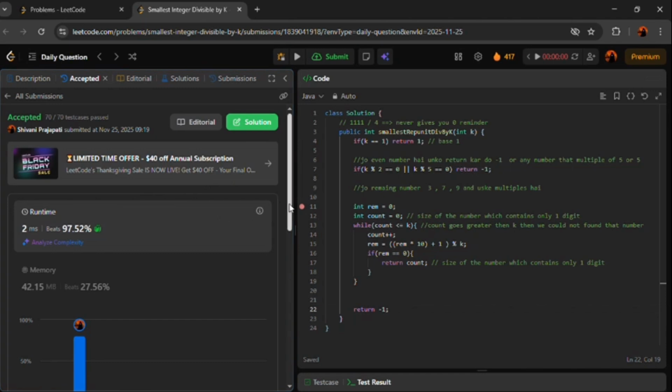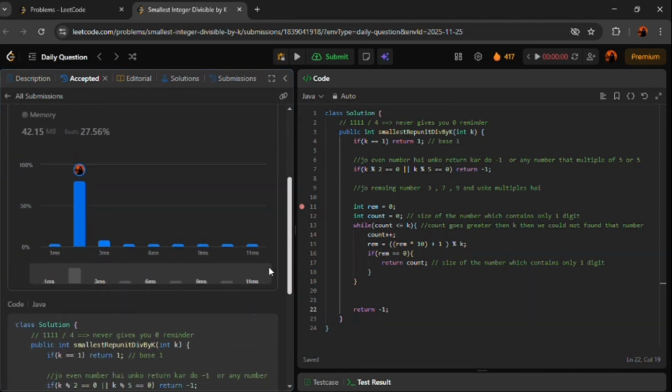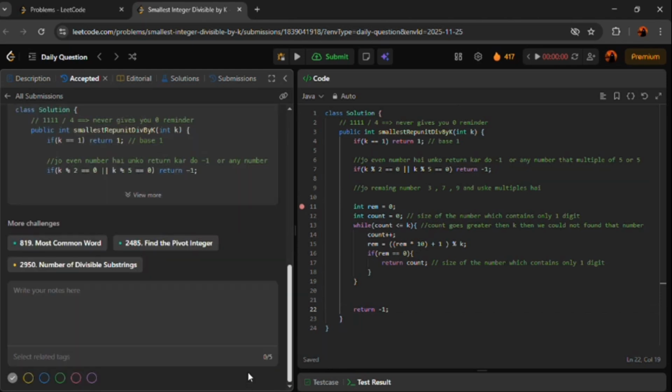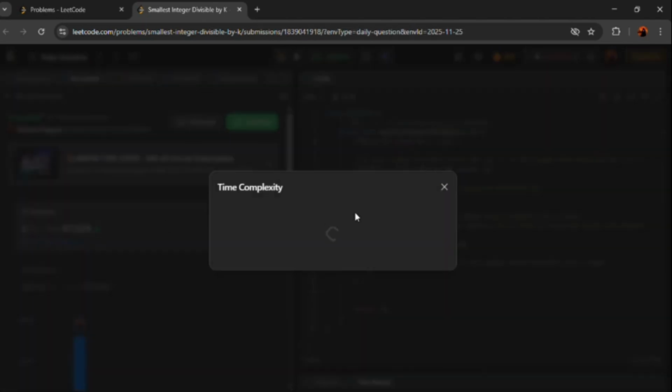See, 97.52%, good, 2 millisecond time. And its time complexity is O of count, that is the size of the number which contains 1, or we can say O of k, that is the divisor size. So you can say O of k.